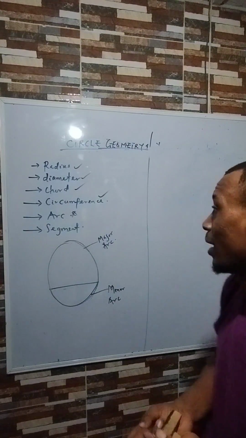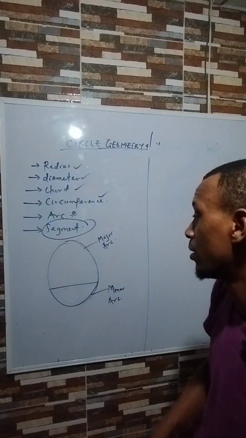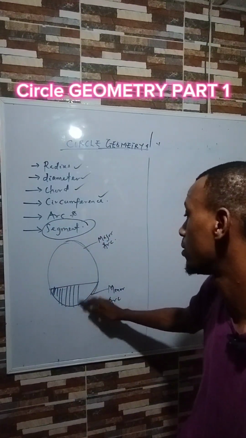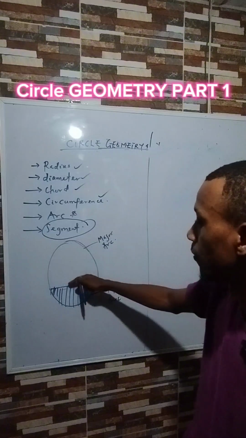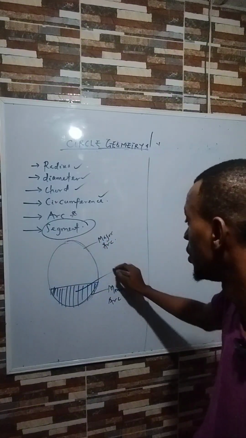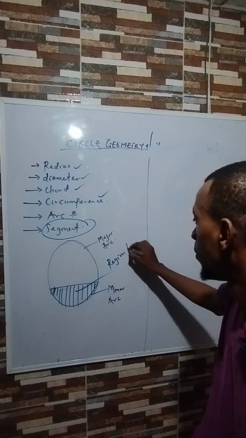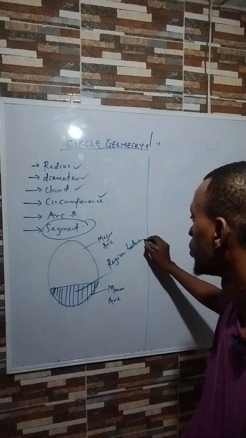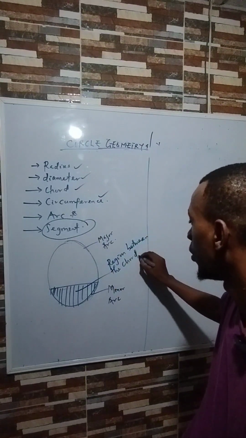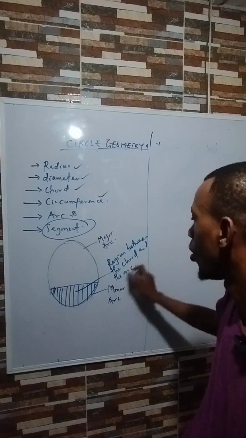Now, if you are supposed to explain the segment, what then is a segment? This is a segment. The whole of this part here is called a segment. Here too is also called a segment. So what is a segment? A segment is the region between the chord and the arc.